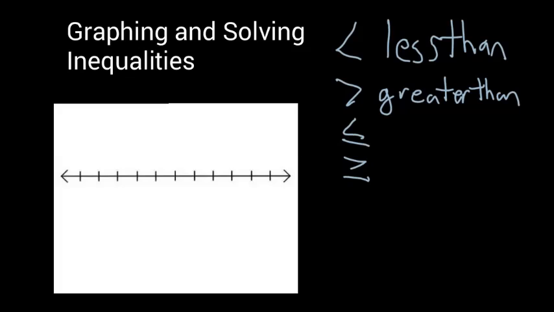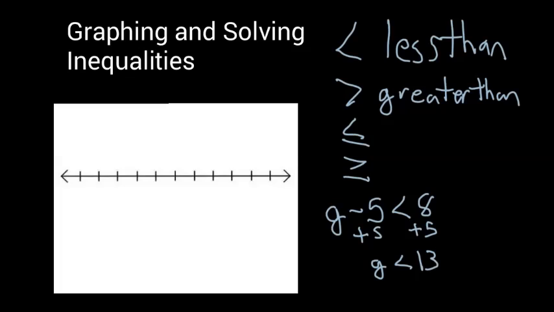So let's get an inequality here. So let's say we have g minus 5 is less than 8. So when you solve an inequality, you're going to solve it just like you do an equation, especially when you're dealing with addition and subtraction. So here we have minus 5, so the opposite of minus 5 is going to be adding 5. So we're going to add 5 to both sides. And you get g is less than 8 plus 5 is 13. So g is less than 13.